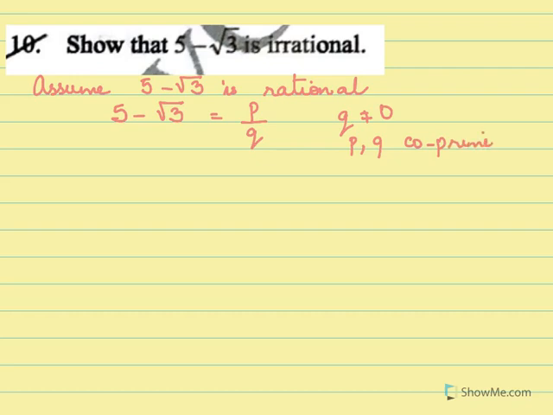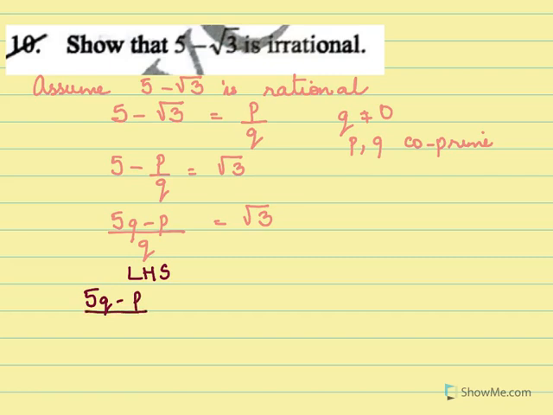Now, when I solve this, I get 5 minus P over Q equal to root 3. You take the LCM. Q is the LCM. So (5Q minus P) over Q equal to root 3. Now here we see that the left hand side is (5Q minus P) over Q, and this is rational. And on the right hand side we have root 3, and root 3 we know is irrational.